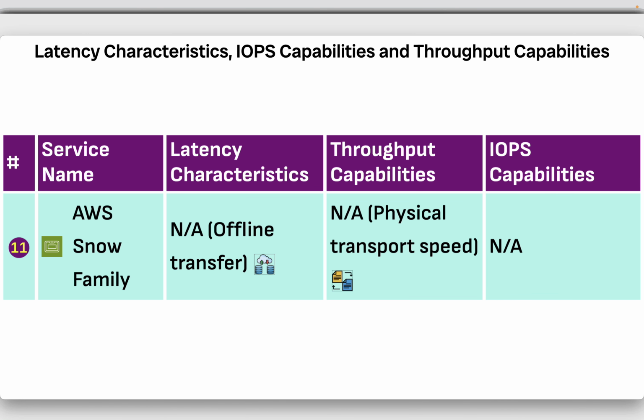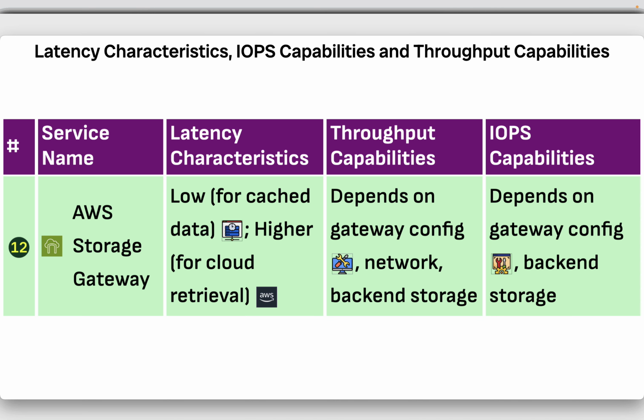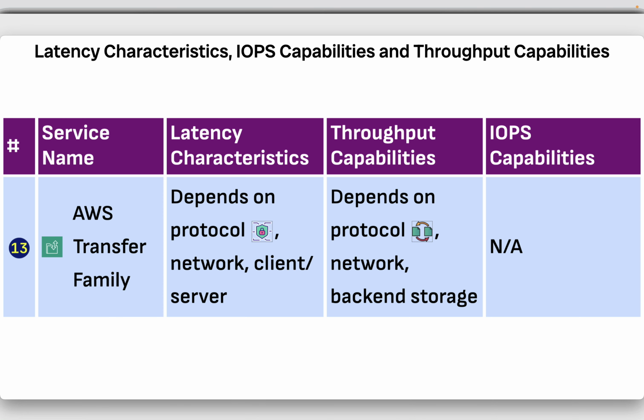AWS Snow family: latency, throughput, IOPS not applicable. Storage Gateway: latency is low for the cache data and higher if you are doing a cloud retrieval. Throughput depends on the gateway configuration, network, and the backend storage. IOPS depends on the gateway config, network, and the backend storage. Next, AWS Transfer family: latency depends on the protocol, network, and backend storage. Throughput also depends on the protocol, network, and backend storage, and IOPS not applicable.